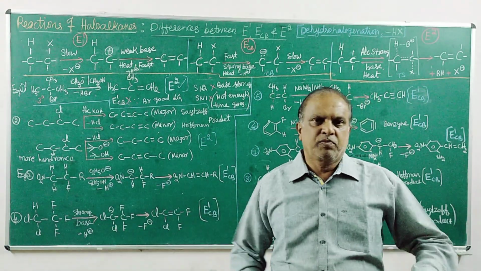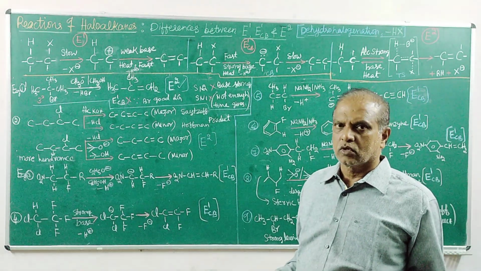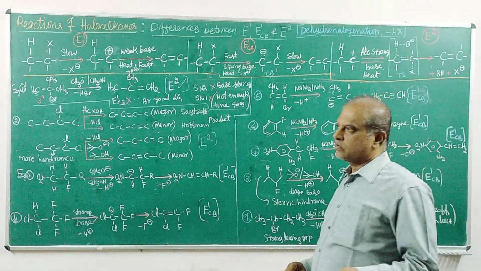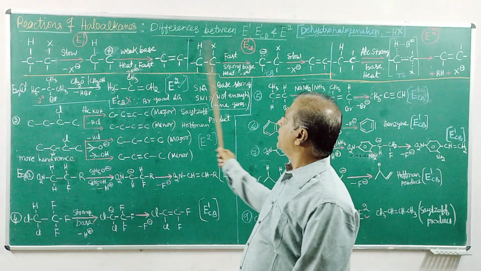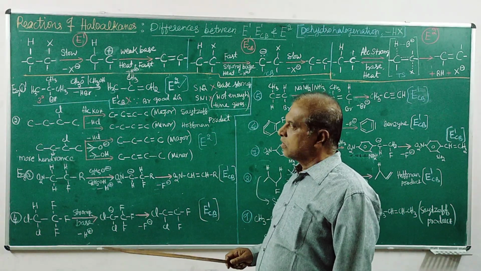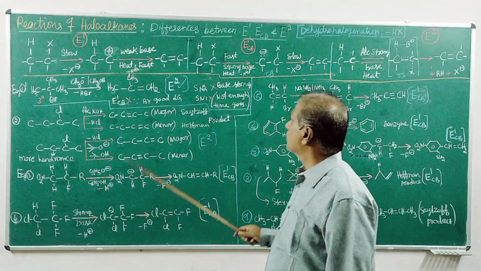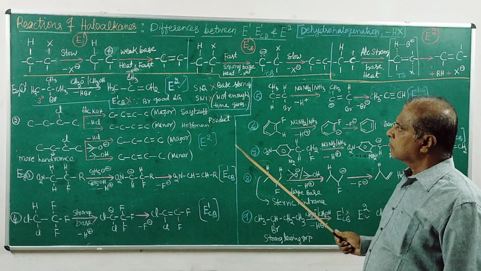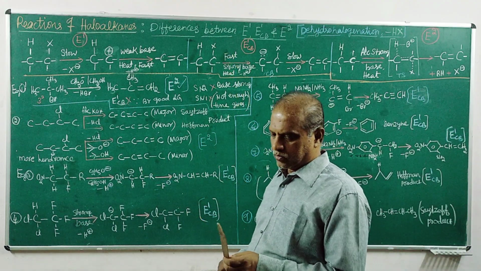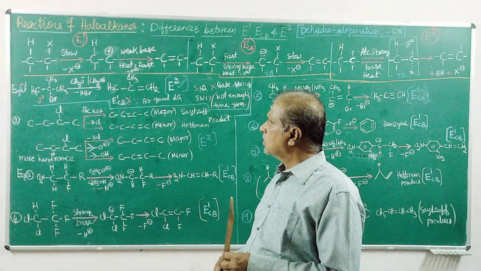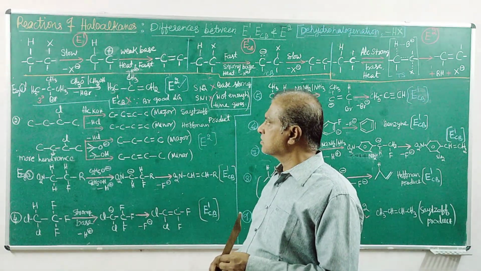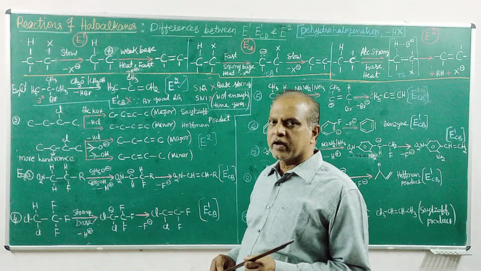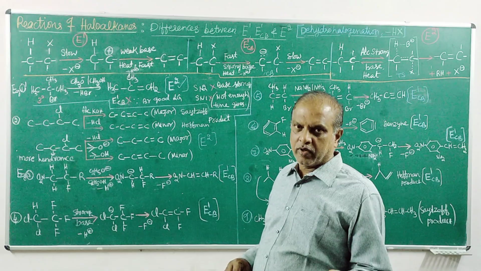It is a continuation of the previous session, keeping in view what factors favor the three different mechanisms. The mechanisms are E1, E1CB and E2. Keeping in view all the factors which favor the different mechanisms, let us understand the following reactions, which undergo what type of mechanism and what product is obtained. Let us take them one by one.